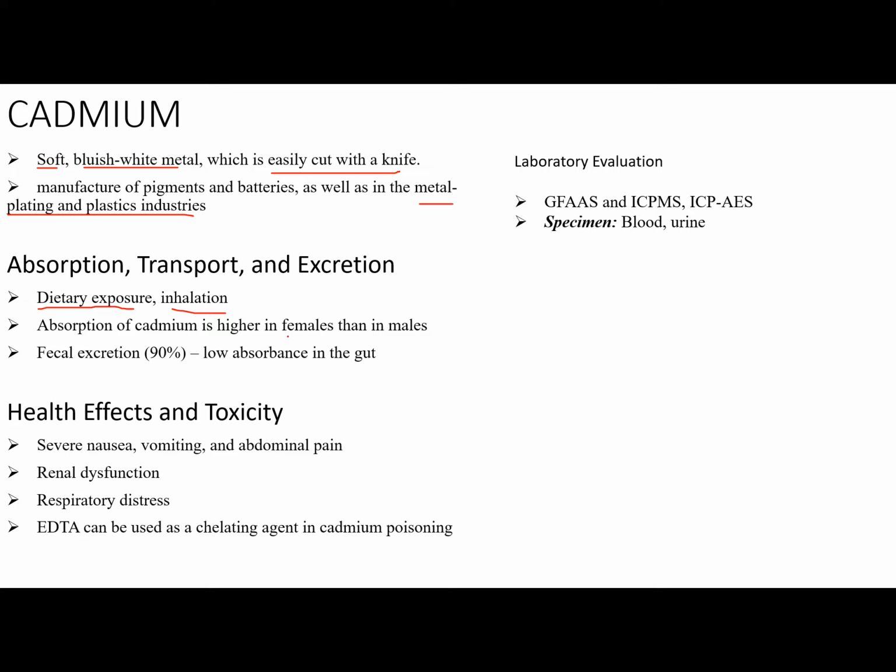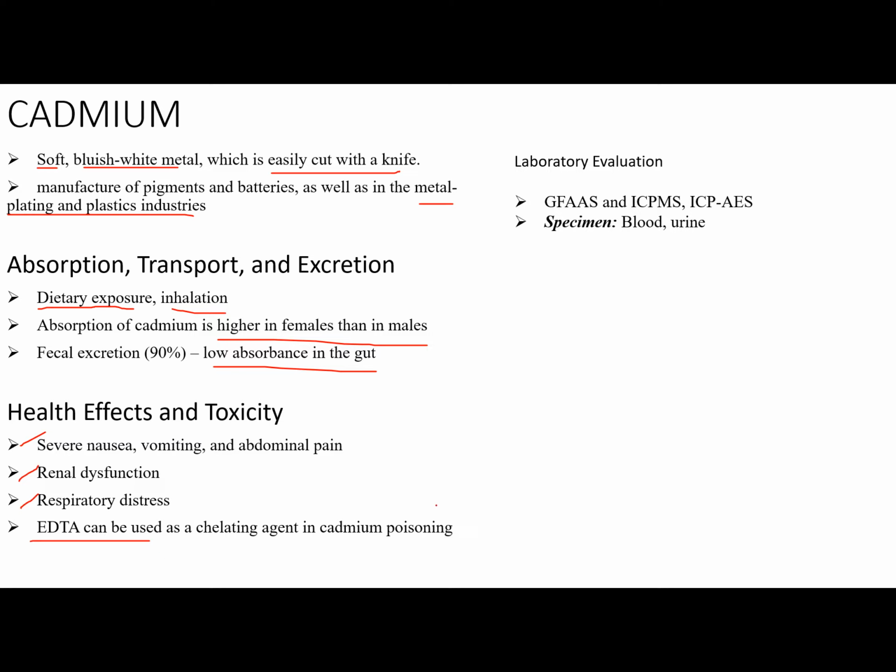Absorption of cadmium is higher in females than in males. Fecal excretion is 90%, with low absorbance in the gut. Health effects and toxicity would include severe nausea, renal dysfunction, and respiratory distress. Then EDTA can be used as a chelating agent in cadmium poisoning.